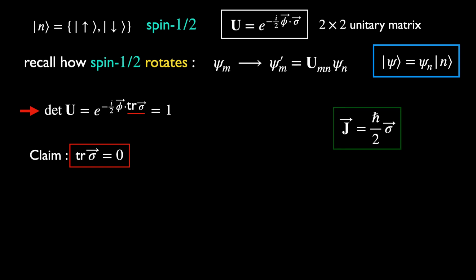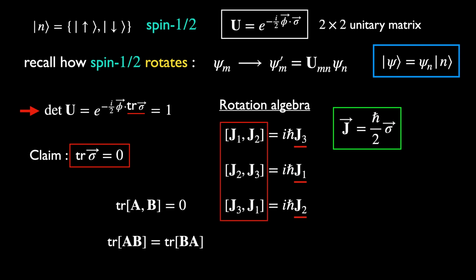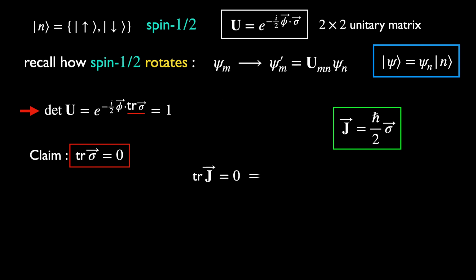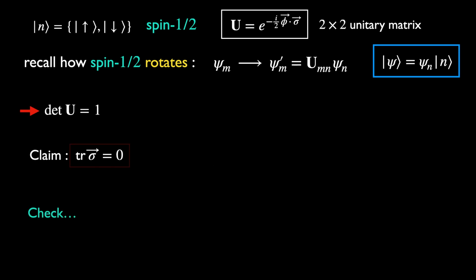Since the Pauli matrices are just proportional to the angular momentum J, and these have to satisfy the rotation algebra, we can calculate the trace of J just by taking the trace on both sides of these equations. Notice that the trace of the commutator of any two operators has to be 0 due to the anti-symmetry of commutators and also the cyclic property of the trace. This means the trace of the left-hand side of these equations must all be 0. And thus our claim is proven. We can check this directly with the Pauli matrices.